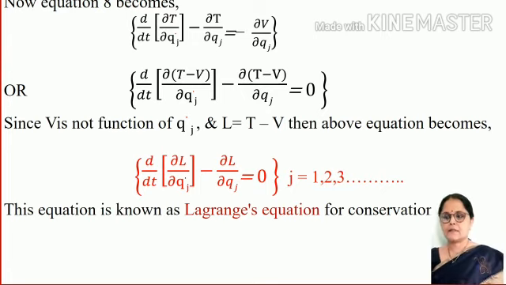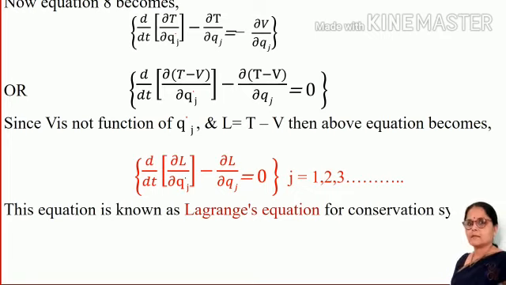Now equation 8 becomes d/dt of (dT/dqj dot) minus dT/dqj is equal to minus dV/dqj. We can take dV/dqj to the left hand side, and then d/dt of d/dqj dot (T minus V) minus d/dqj (T minus V) is equal to 0. We know that L is equal to T minus V. Then the above equation becomes d/dt of (dL/dqj dot) minus dL/dqj is equal to 0.